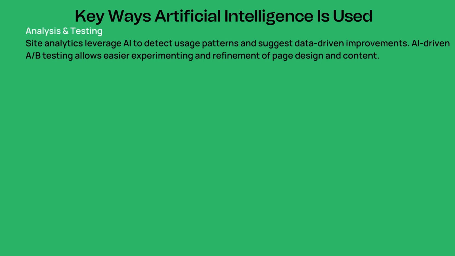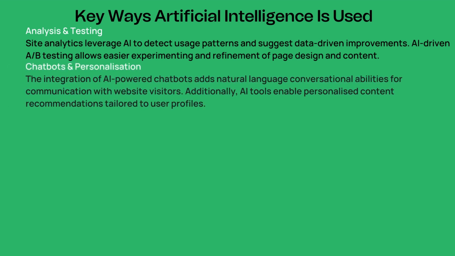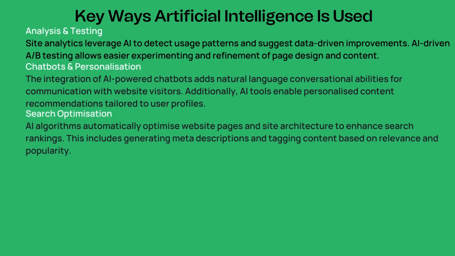Next up is chatbots and personalization. Integrating an AI-powered chatbot adds natural language conversational abilities to communicate with site visitors, as well as AI tools that power personalized content recommendations matching user profiles. Next one up is search optimization. So AI algorithms automatically optimize pages and site architecture to improve search rankings. This will include generating meta descriptions and tagging content based on relevancy and popularity.